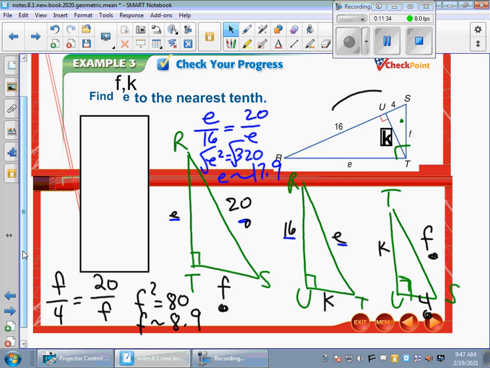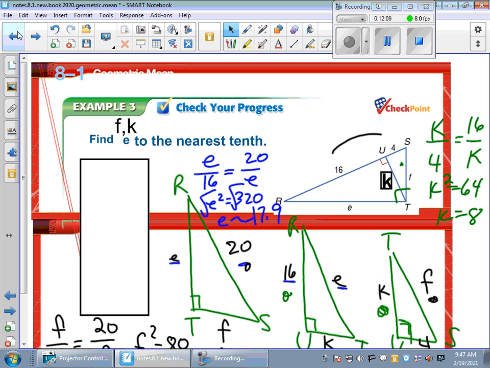And then the last one here, folks, was E, F, and K. So let's find K. So here's K here. Match that up with the 4. Here's K here. You can match that up with the 16. So we can go K over 4 matches up with 16 over K. K squared equals 64. And K equals 8. Great job, folks.